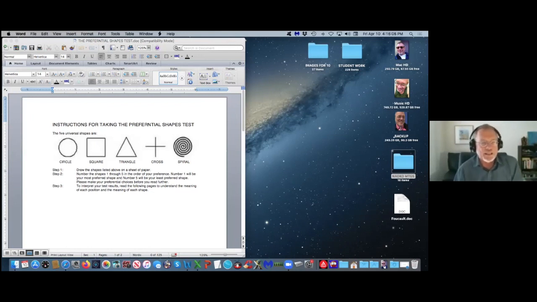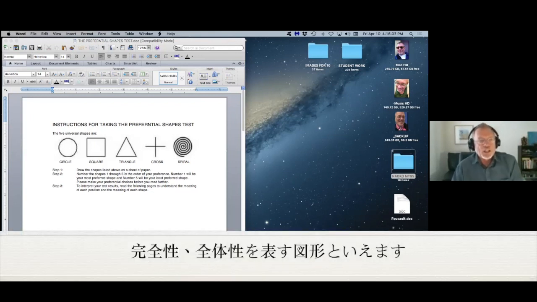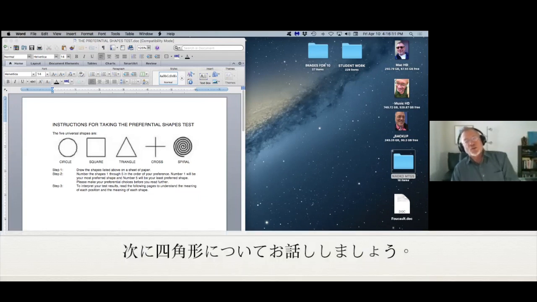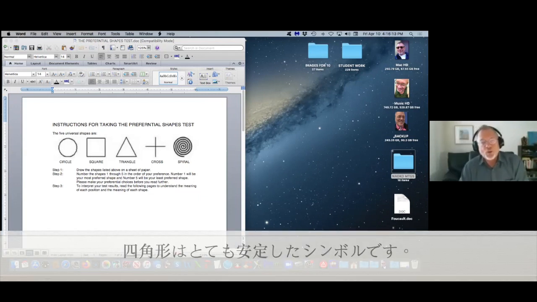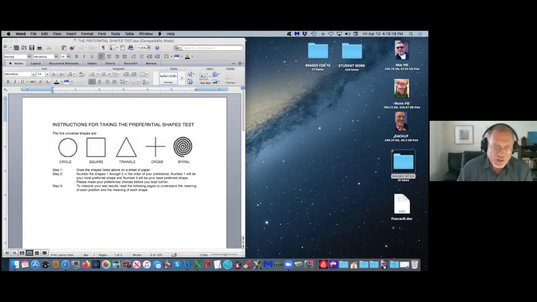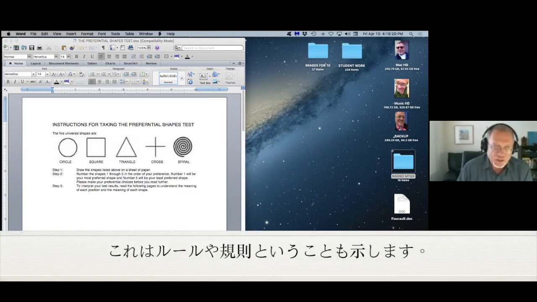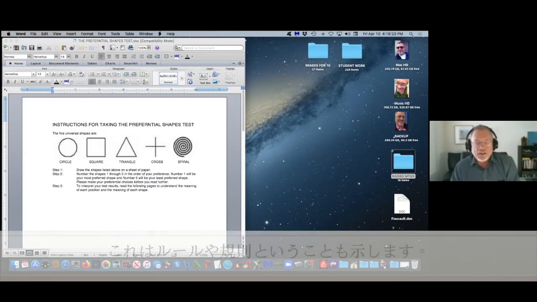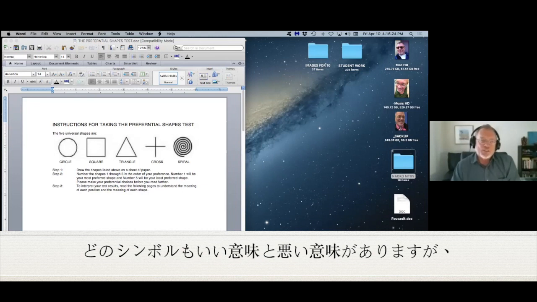So the circle is that. So it's about completeness and wholeness and those kinds of things. Okay, so we move to the square. So the square is a very stable symbol, and that's what it means, is stability. And so this is all about rules and regulations. It also, there's positive and negatives with each of these.